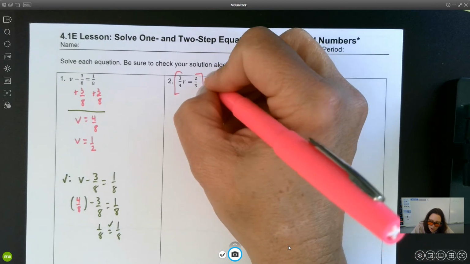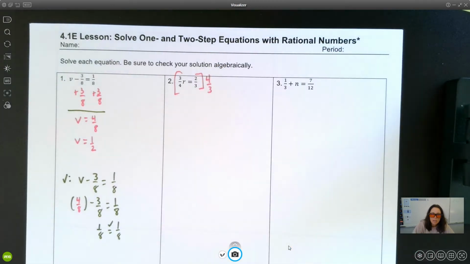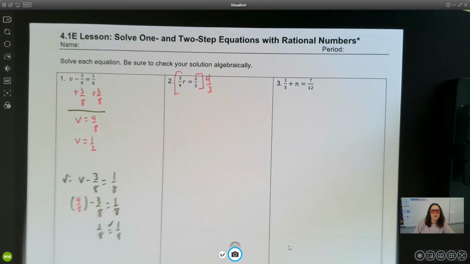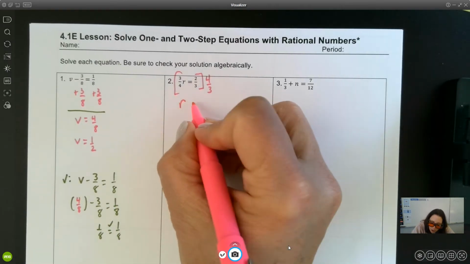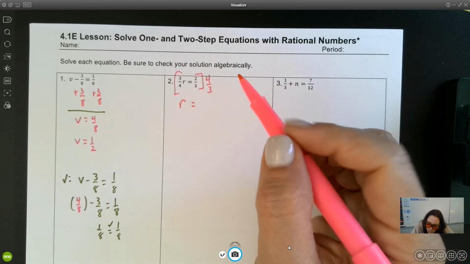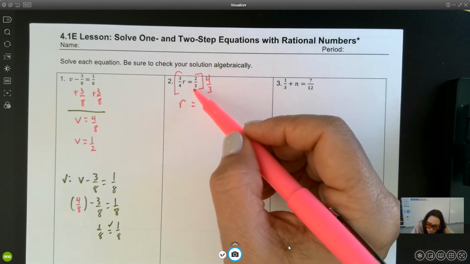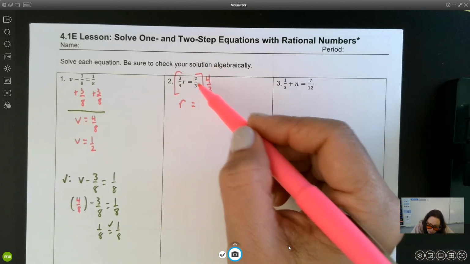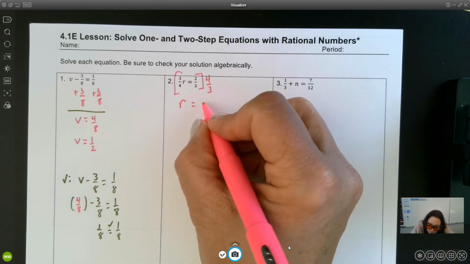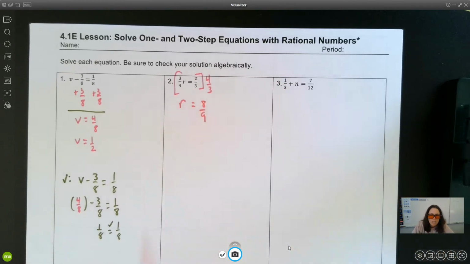All right, this guy, 3/4 times r. Well, if I want a 1r, wouldn't I multiply by 4/3 to both sides, the whole equation? So I'd be left with 1r equals... I don't see anything that can cross cancel. The 3 and the 4 can't, the 3 and the 2 can't. So this is going to be 8/9.